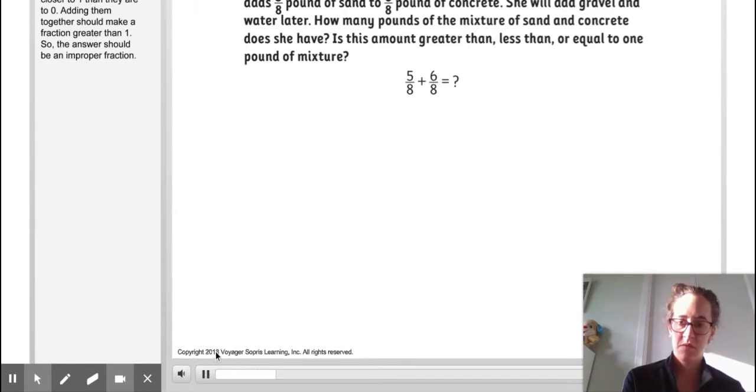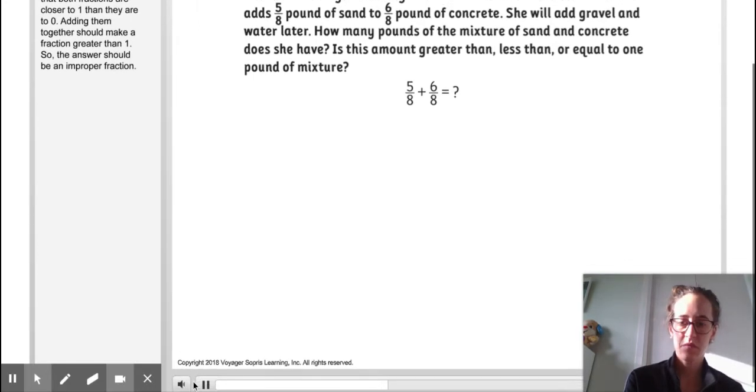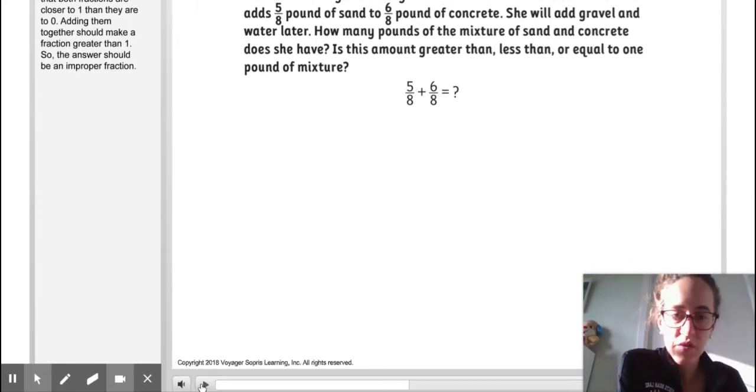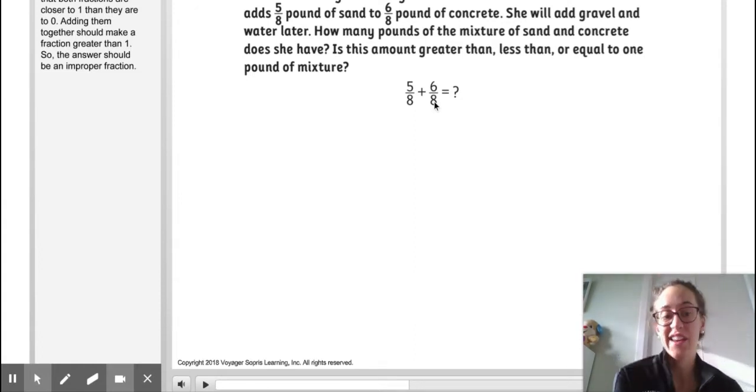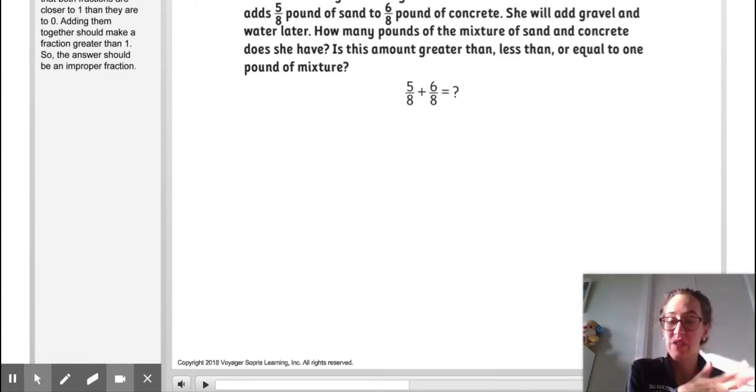If we think about the answer first, we know that both fractions are closer to 1 than they are to 0. Okay, so if we look at those fractions, the numerator and the denominator, 5 and 8, 6 and 8, both are relatively large. It's not like 7/8. 7/8 would be the biggest that it could get before it is 1, but they're pretty close. So I'm adding more close to 1 and close to 1. So do you think I'm going to get more than 1 or less than 1? Adding them together should make a fraction greater than 1. So the answer should be an improper fraction.